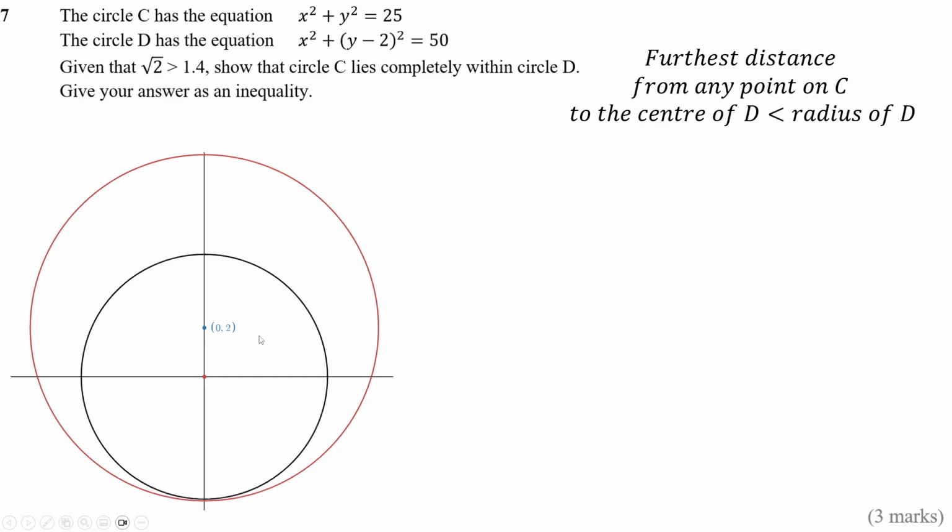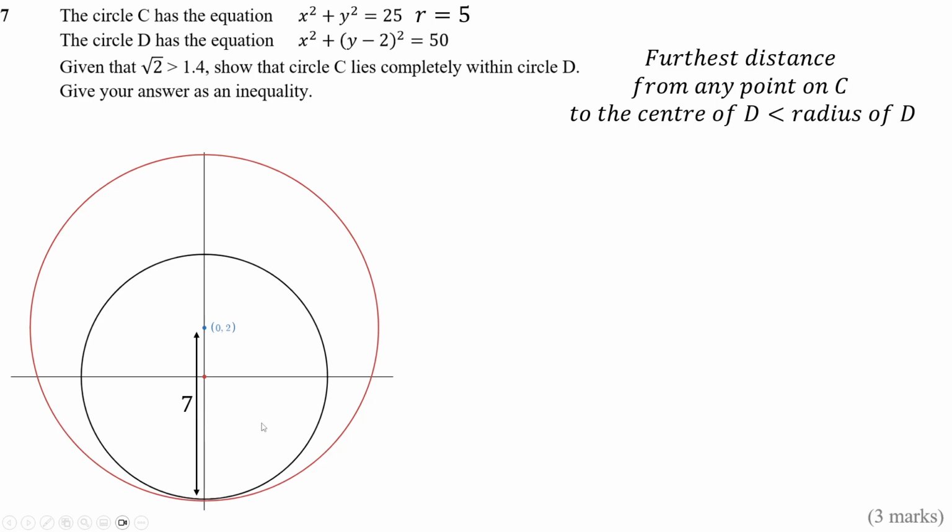If you sketch this, it becomes much easier to see. But anyways, this is the case. So what is the radius of D? Well, it's root 50, and then the radius of this one is 5. If we imagine this and then to here, that's the furthest distance from this black circle to this blue dot here. So that'll be 7, because you've got this distance of 2 here plus this distance of 5.